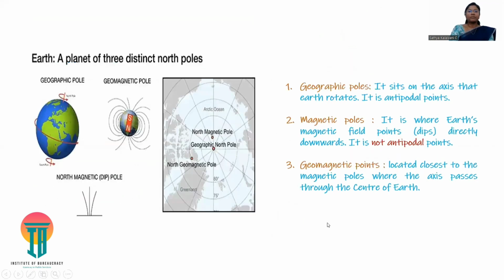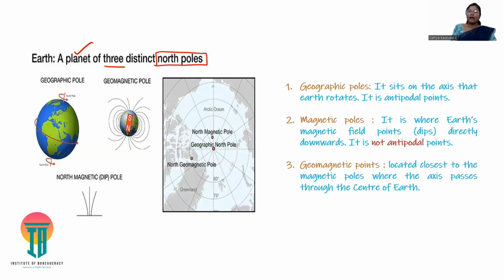Right? Now, as I've told you earlier, there are 3 poles. Earth is the planet which has 3 distinct north poles. Considering only the north poles, I have 3 distinct north poles. Similarly, we have 3 distinct south poles in the southern hemisphere. First is your geographic north pole.